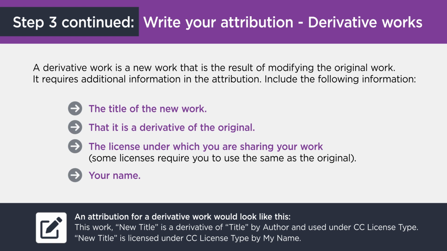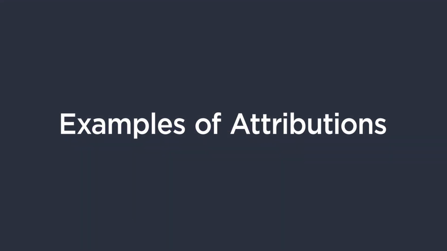This work, new title, is a derivative of title by author and used under CC license type. New title is licensed under CC license type by my name. Examples of attributions. Now we'll learn examples of how to attribute works under each license.